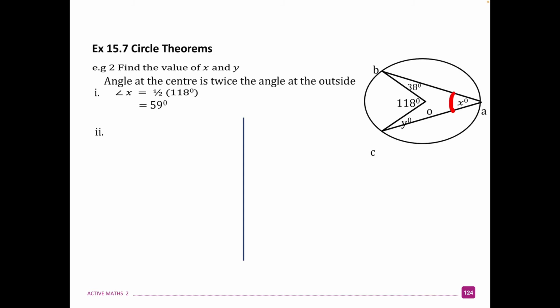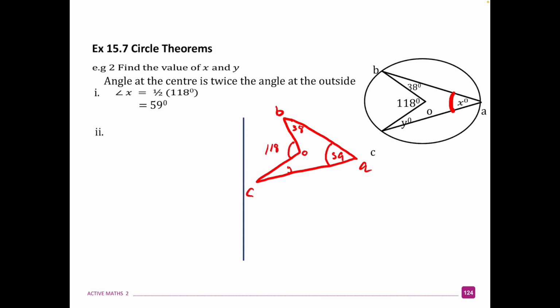Okay, let's try and solve for y. So here I'm going to draw out my shape and see what I know about this. I know that angle x is 59. I'm looking for angle y. I know that B is 38. And I don't know angle O, but I know the outside part of it is 118.